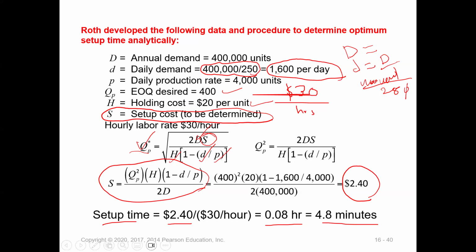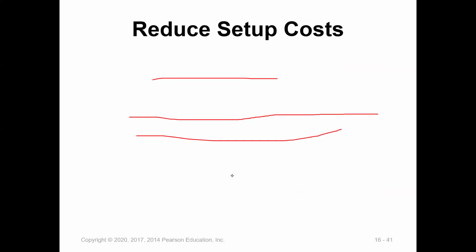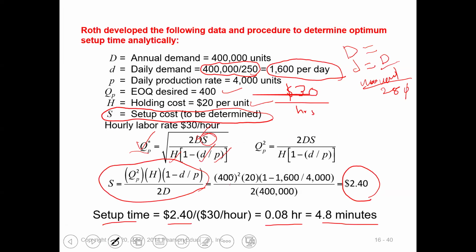So the Q_p, or EOQ, which is 400 squared. H is given, holding cost 20, times 1 minus the daily demand 1600 divided by the production rate, which is given here, 4,000. Now divided by 2 times the annual demand. So you will get the setup time in terms of dollars.